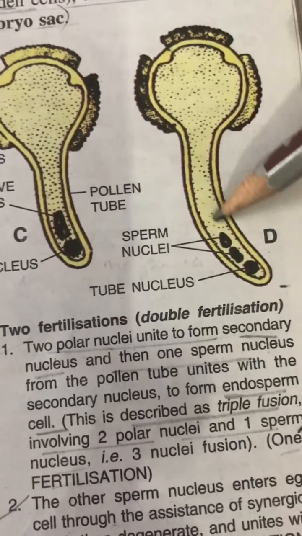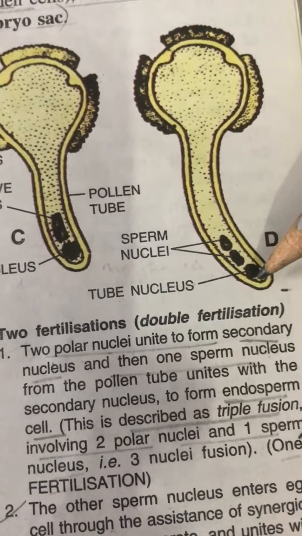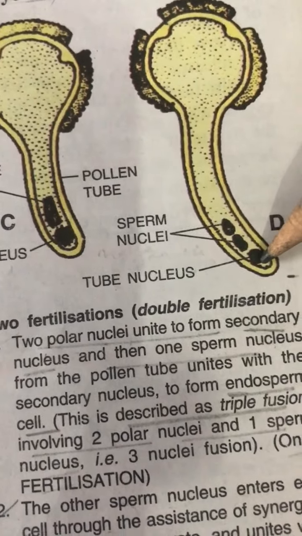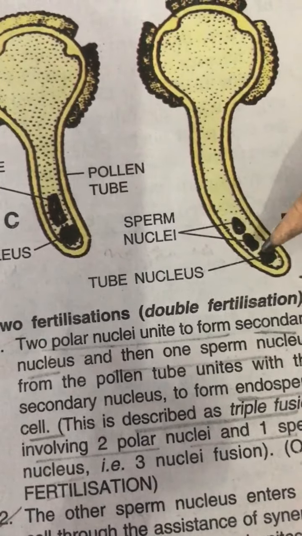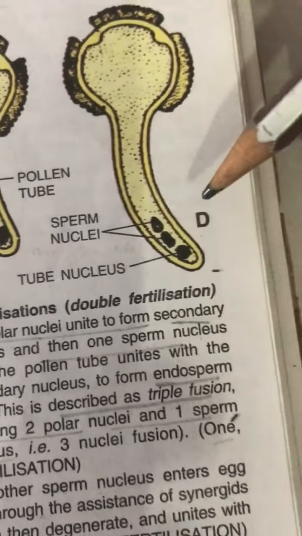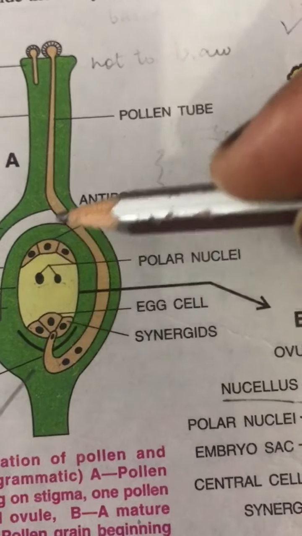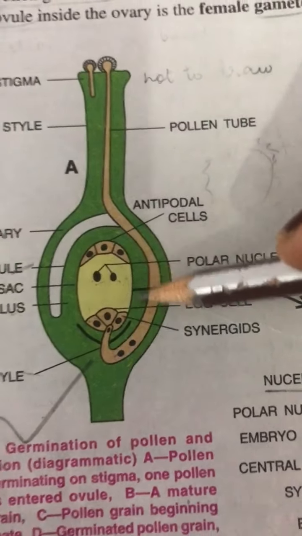Now this pollen tube grows longer and longer. The tube nucleus is also present in the beginning here, and very soon it degenerates and only two sperm nuclei or the two male gametes are left. It is these two male nuclei or gametes which come down here into this area which is called the embryo sac.